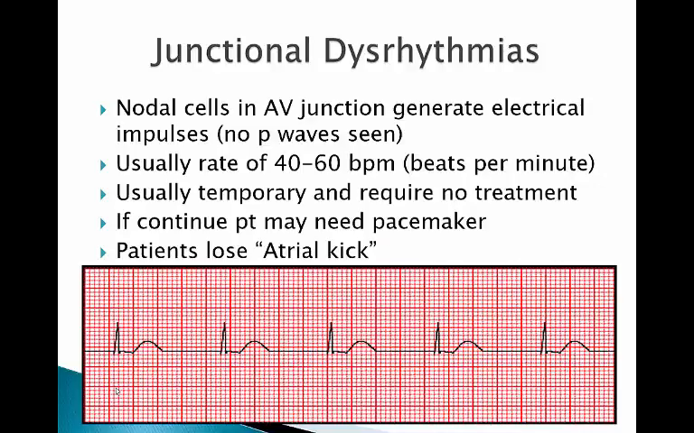But in junctional rhythm, something's wrong with the SA node that it's not firing. Okay, so the AV node kicks in. Now the AV node only beats about 40 to 60 beats per minute, so it's slower. Okay, so junctional rhythms are usually slower.